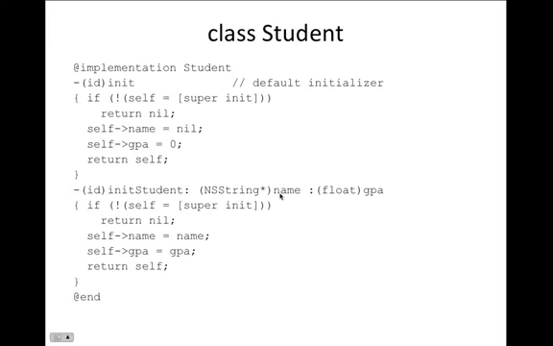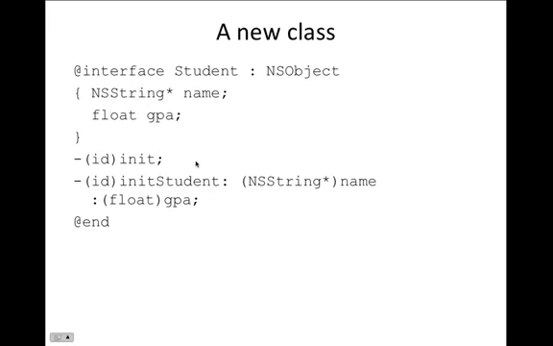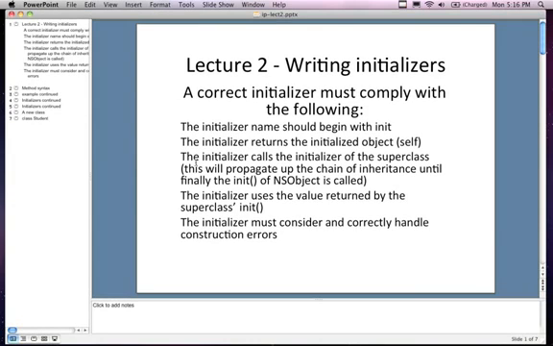And then for the init student with the name and the GPA, we would copy the name and the GPA and then return self. So pretty much the implementation of this. And they call it an interface instead of a specification, because it really is defining the interface to the class in terms of the .h. Behavior that's associated with that.